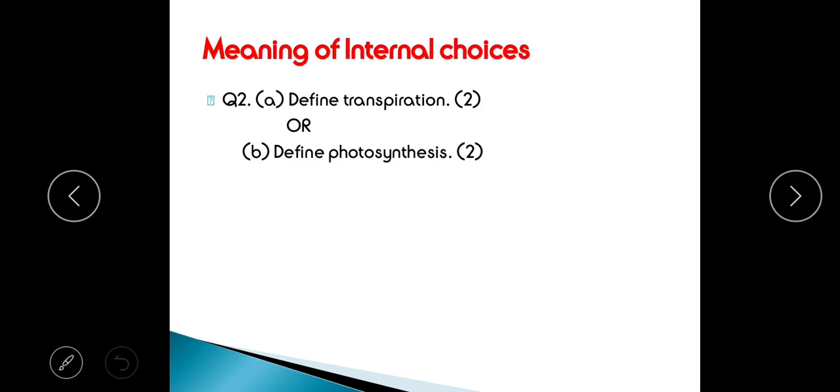Now what is the meaning of this internal choice? Internal choice means, like before there used to be a choice between groups of questions, but now there will be a choice between single questions. So whatever questions they want the students to choose, the council is going to specify those questions. So there is not a very vast choice that we can get over here, so it narrows down the choice and makes our examination a little difficult.